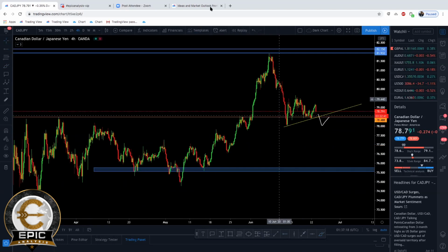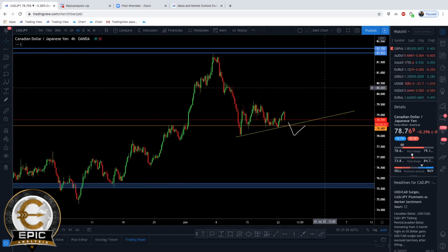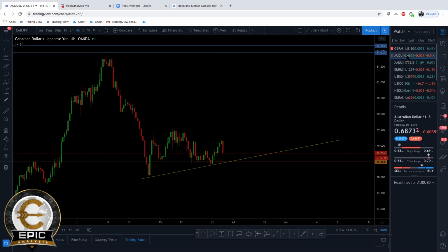All right, any other pairs you guys want me to go over? It's only a few pairs that I was looking at overall this week. It was GU, EU, S&P.